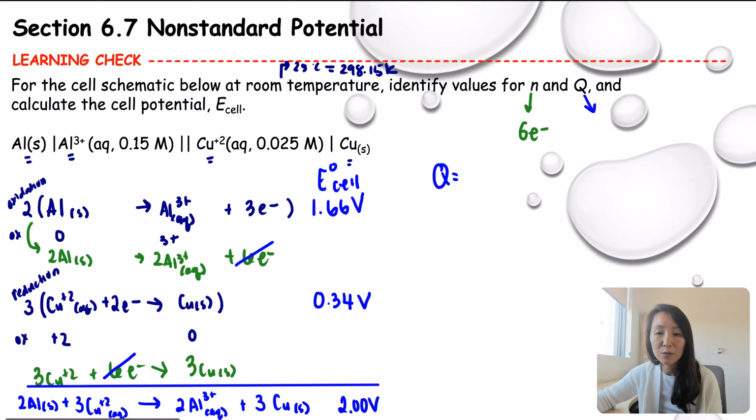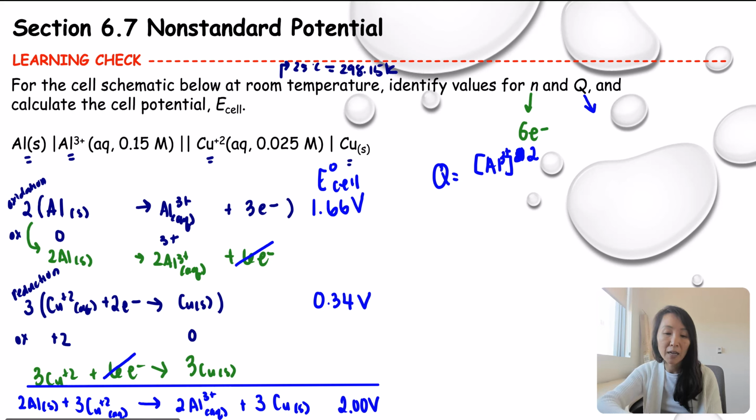Q is equal to the product over the reactant, and it has an exponent on top based on the coefficient. In the balanced equation, the products are aluminum 3+ and copper solid. Now, we don't take solids into consideration when looking at the reaction quotient, just the aqueous species or gas. Since there's no gas here, we're just going to take the aluminum 3+. So that's my product, and the coefficient is 2.